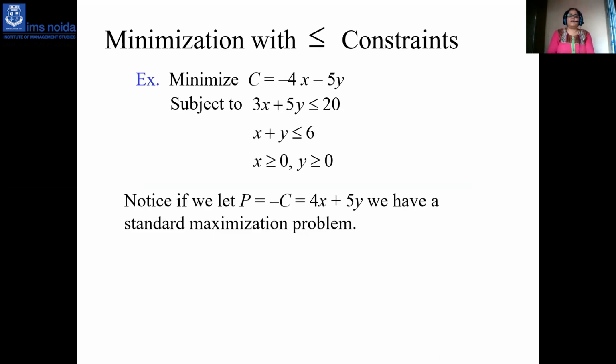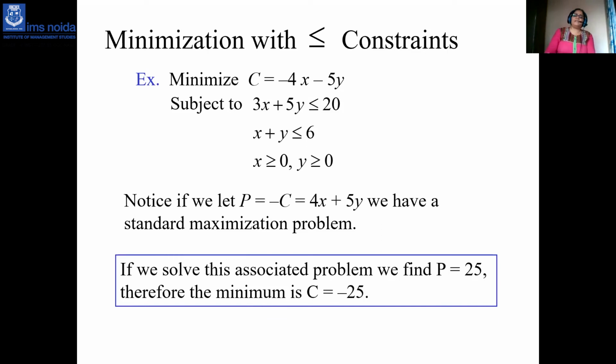Notice that this is minimize c instead of z; you are using c here, there's no issue. C equals minus 4x minus 5y, and if you write minus c, then the minus of minus 4x minus 5y will be 4x plus 5y. So now you can do the standard maximize problem. You can convert a minimize z problem to a maximize z problem by taking the minus sign like this. If you solve this associated problem, we find p equal to 25. Therefore, the minimum c equals minus 25.